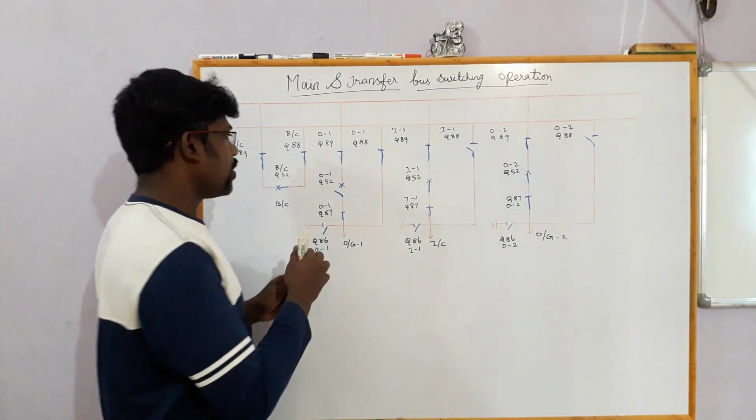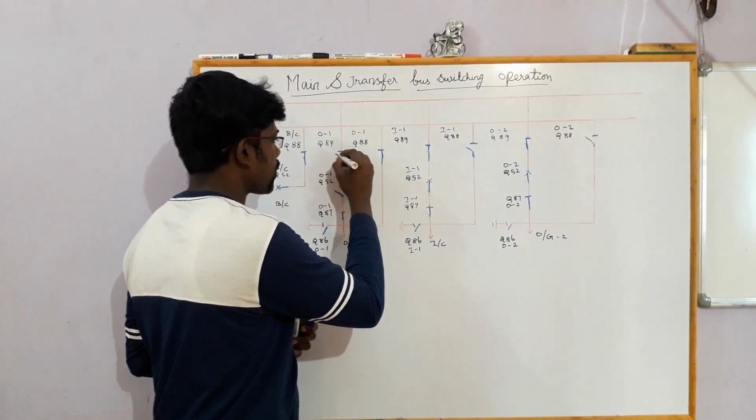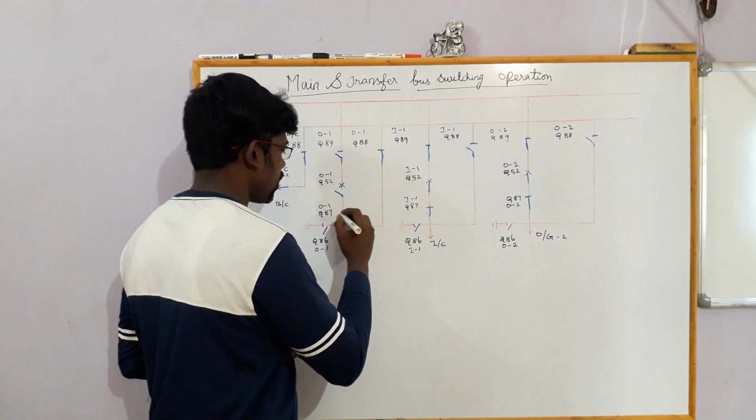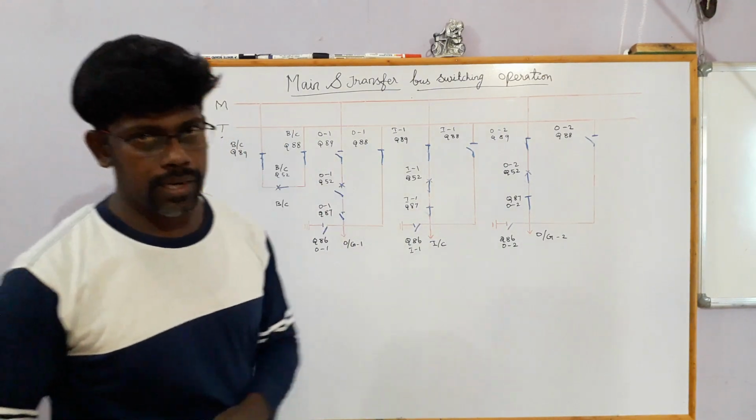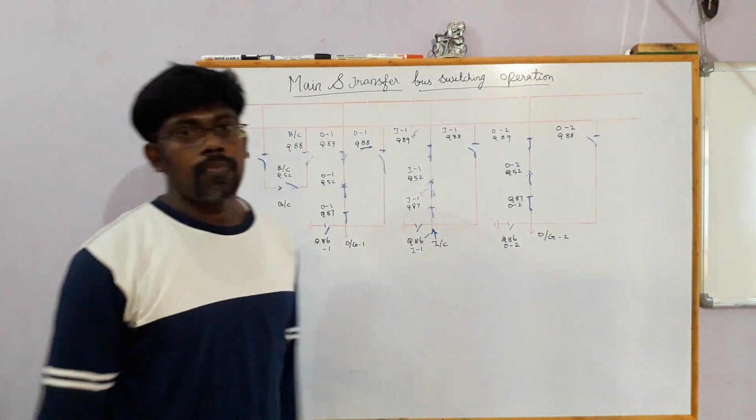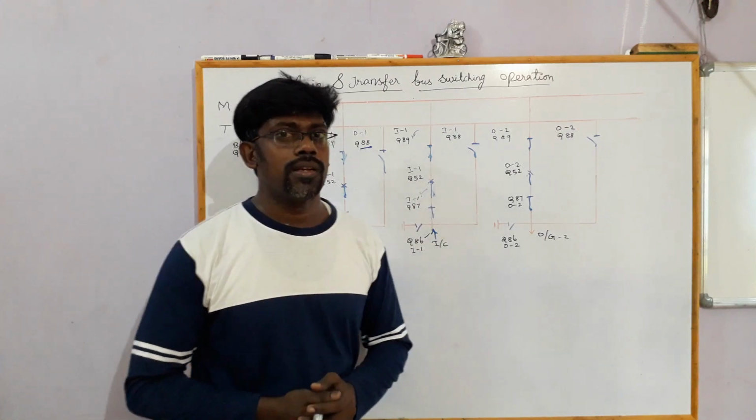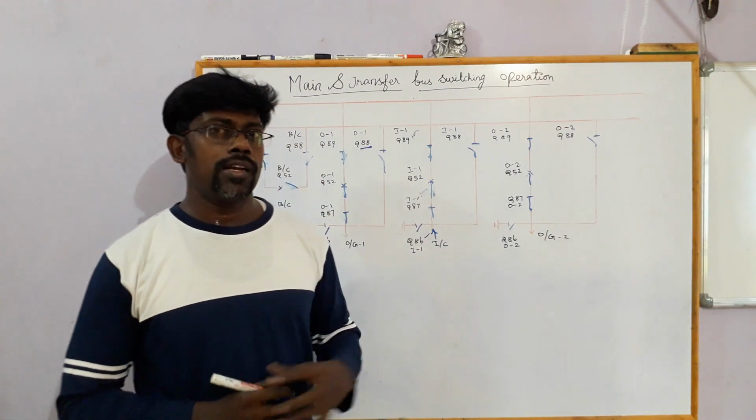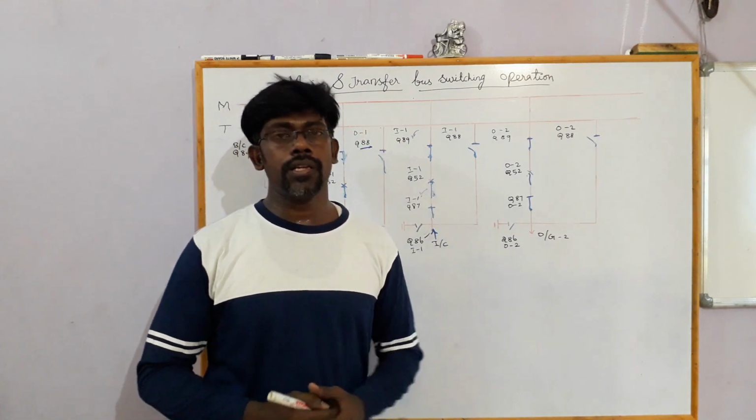After this we have to open these two isolators and we can go for maintenance. This is on-load. Now we see the second one, off-load transfer. In off-load transfer, the load will first be cut off, then only the load supply will be given.